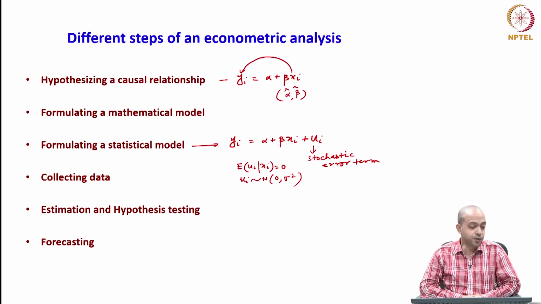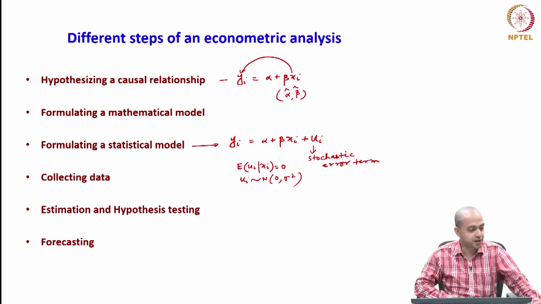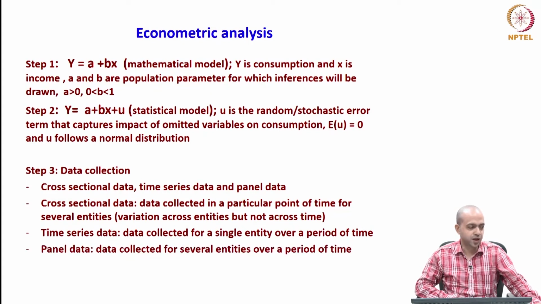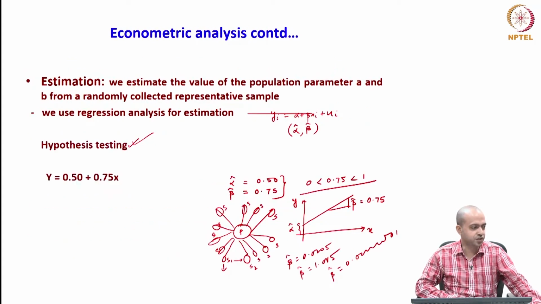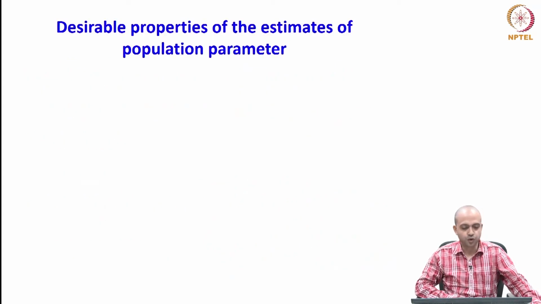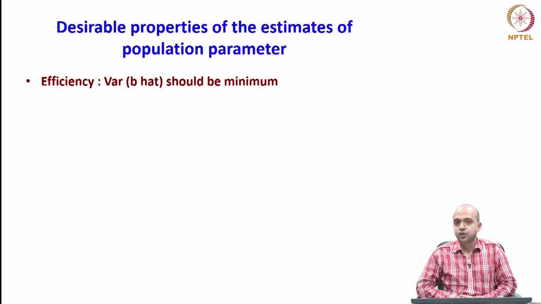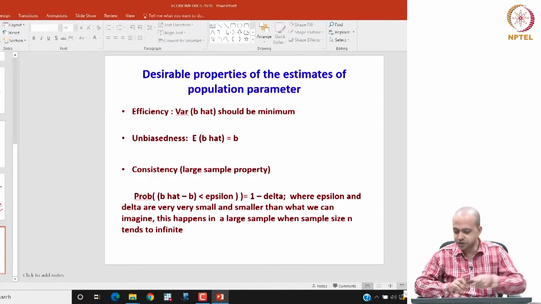And what are those desirable properties of your alpha hat and beta hat? There are basically three properties that your alpha hat and beta hat must exhibit. What are those? First one is called efficiency property. That means efficiency is defined as the variance of your beta hat should be minimum. Now, I will explain this.